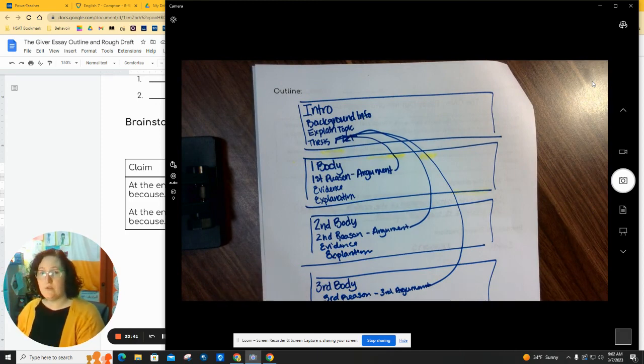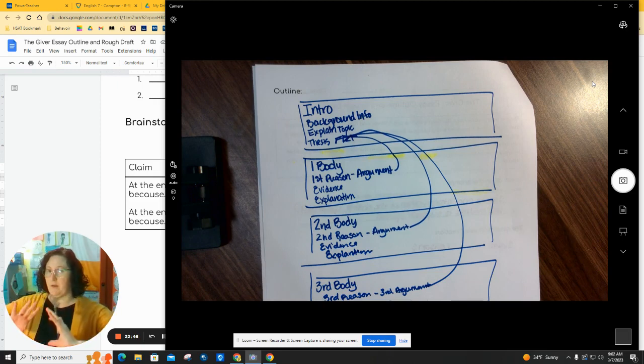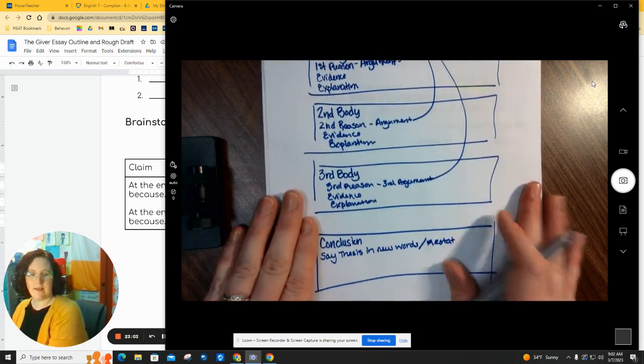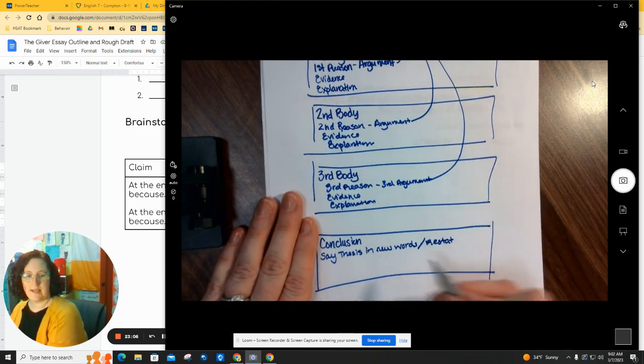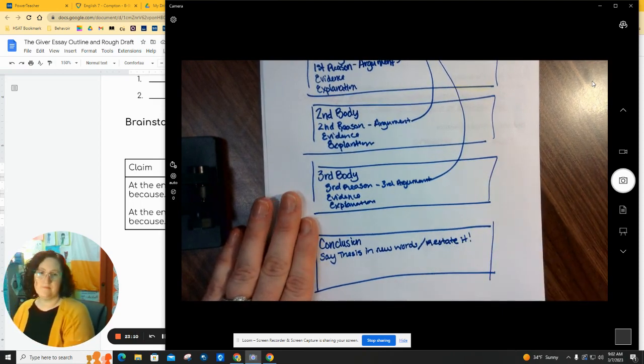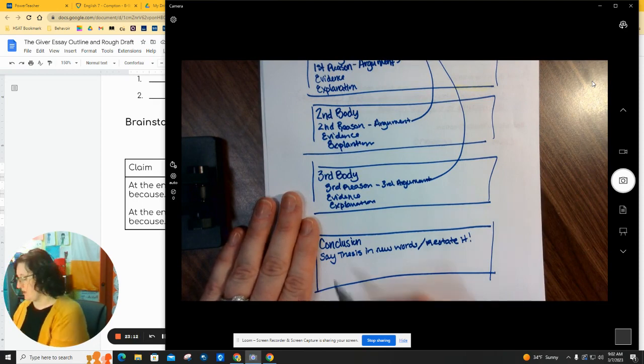Then your conclusion is basically the same thing as the introduction, but flipped upside down. So you're just saying your thesis again in different words. You are restating the thesis. Oh, you guys can't see that. Say thesis again, new words, restate it. You're literally just saying it again.